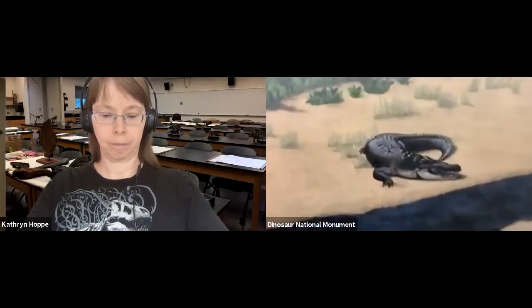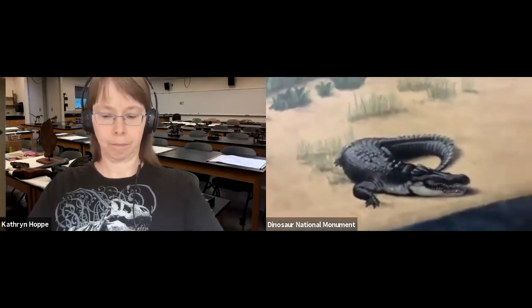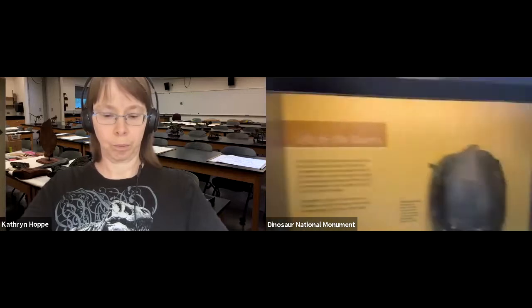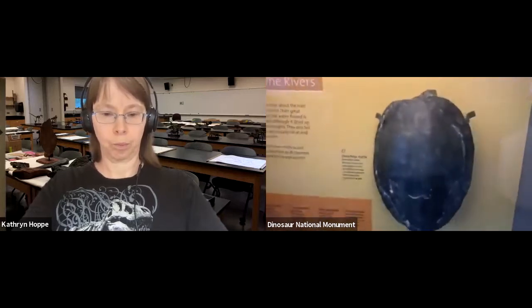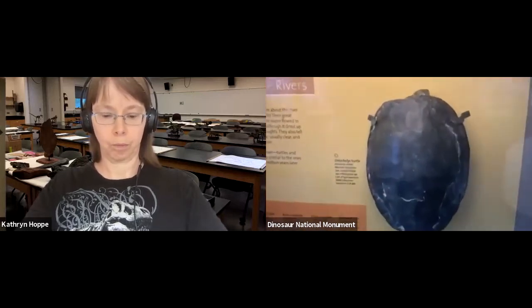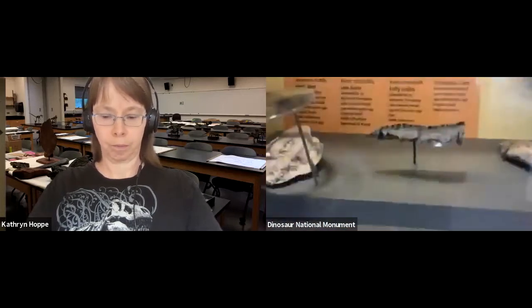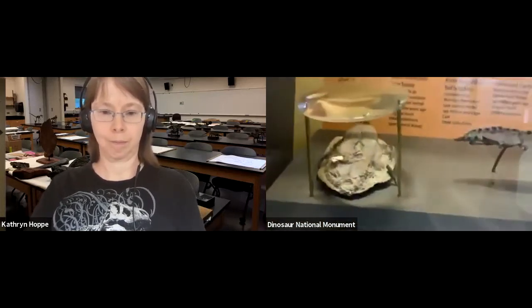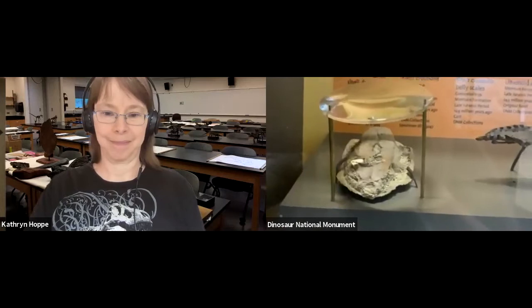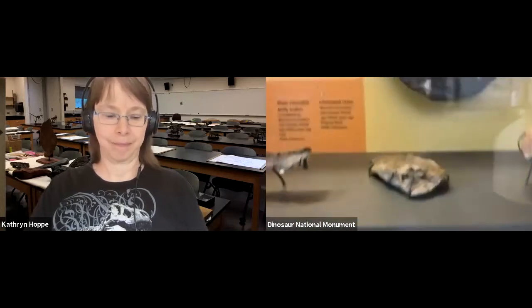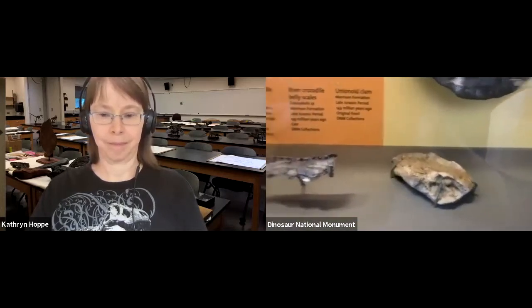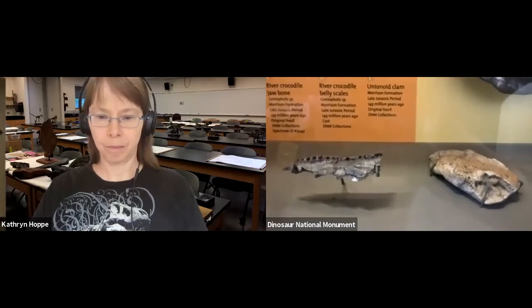So we find fossils from crocodiles and from turtles. So here's a turtle fossil, so you guys can see that. Here is a baby turtle, which is super cute, little guy down there. And then there's several bits and pieces. These are both bits from a crocodile, that you can see here.